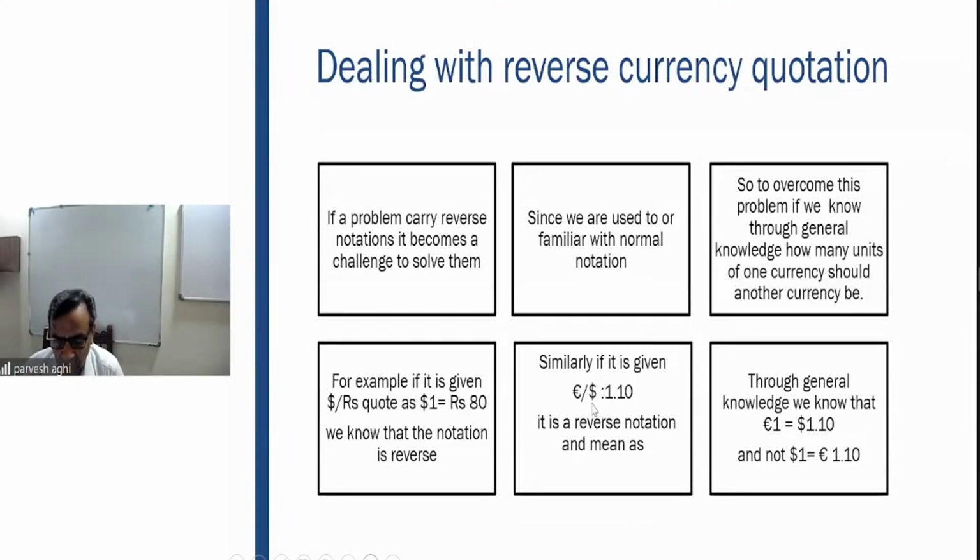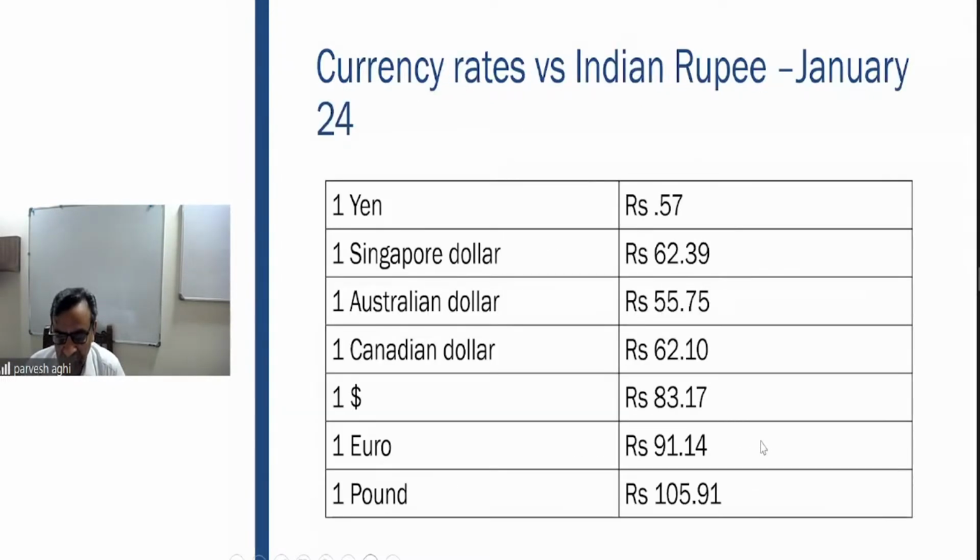But not like this. 1 euro is equal to so many dollars. The quote should not be like this: $1 is equal to so many dollars. If you convert this quote, then you will find that $1 is equal to so many euros. So you may make a mistake and think that $1 is equal to more euros. But in $1, you don't get more euros, but in 1 euro, you get more dollars. So this is for your knowledge, that the euro is costlier than the dollar, and the pound is even costlier. Okay. Fine.